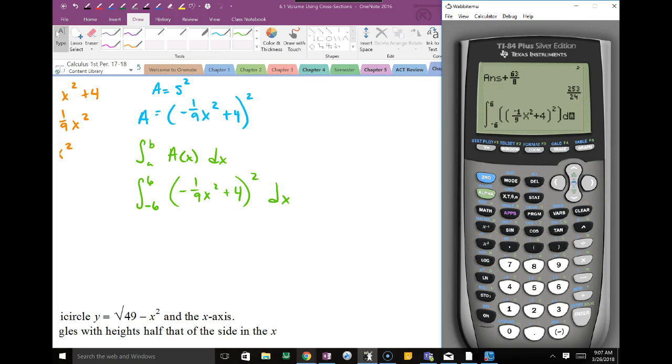Is everybody okay with that squaring piece? Make sure you do that correctly. Okay, so I got an answer of 102.4. Did anybody else get that?